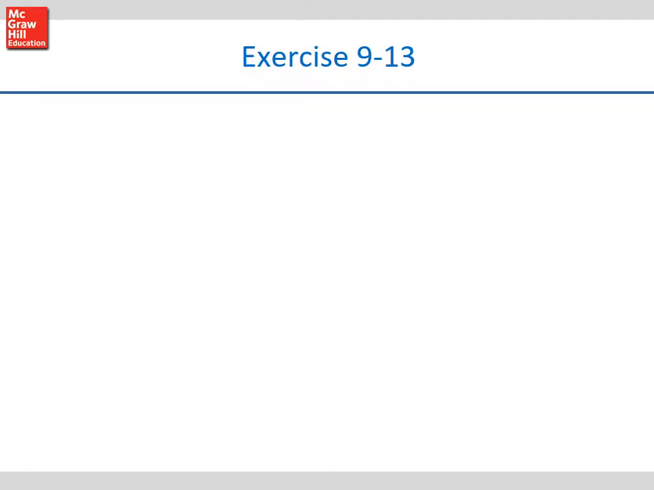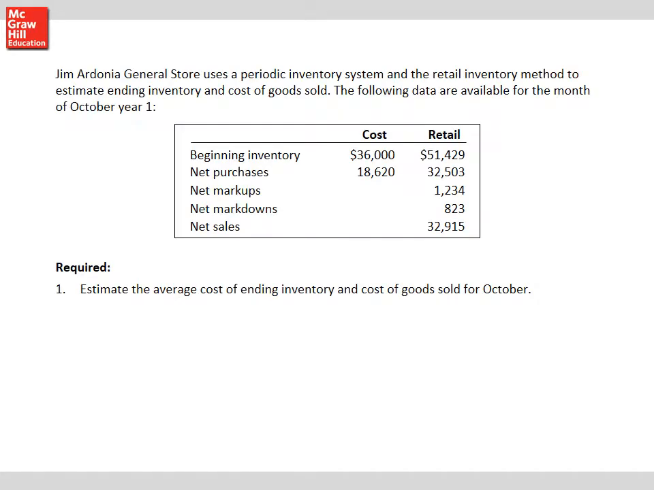So we saw lower of cost or net realizable value, and we saw gross profit method. Now we're going to move to the retail method. So who uses this method? It's a method of estimating inventory used by retailers. You have to keep track of a couple key items when you're using the retail method: the cost of the goods and the retail value of the goods.